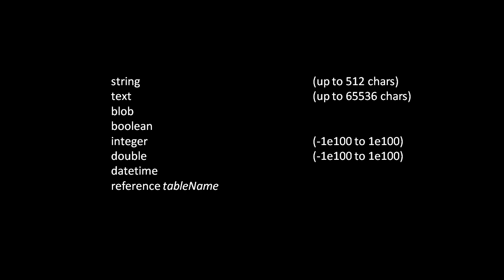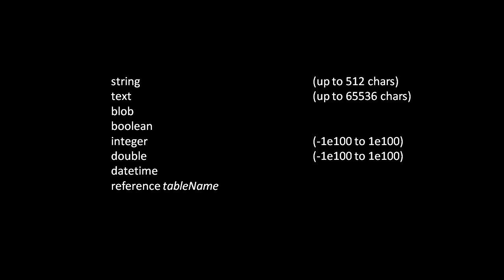As for Booleans, integers, and doubles, those should all be self-explanatory. The only thing to keep in mind is that integers and doubles are both constrained to the range of negative 1 times 10 to the power of 100 up to positive 1 times 10 to the 100th power. If, though, you need greater range and/or precision, there's also a type called decimal, which we'll talk about in the supplement. And a datetime column, of course, stores a datetime value.